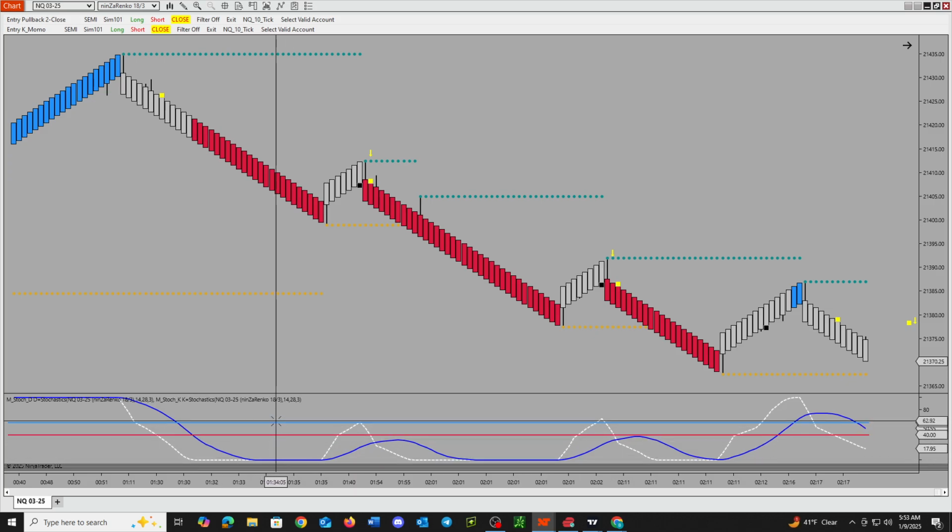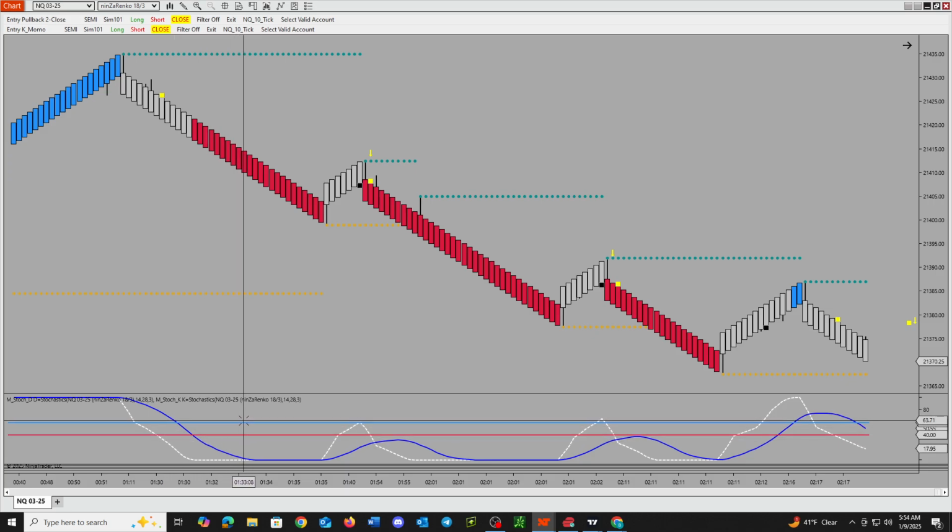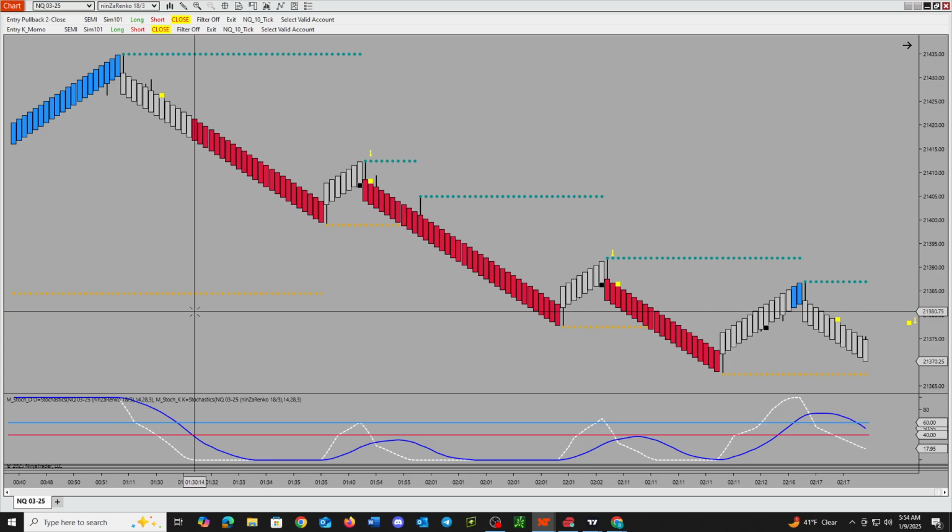And what I've done is I've set the upper and lower boundaries on this to 60 and 40. And again, you can change these once you understand the concept. You can change these thresholds to whatever you desire once you understand how I'm using it.